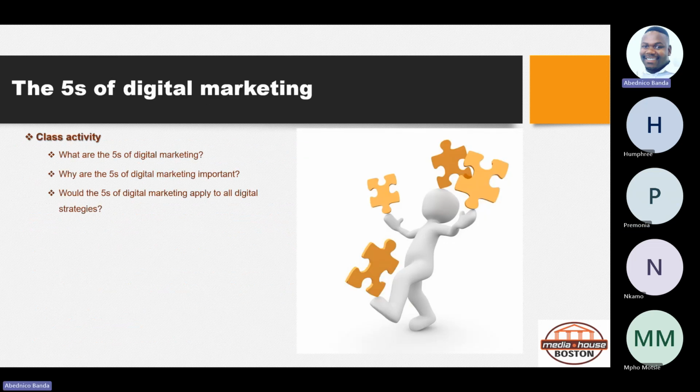Now let's look at the 5S framework. Before we unpack it, guys, what are the 5S of digital marketing? We're not talking about the 5S. What is it? What comes to your mind? Do they have to do with the benefits of digital marketing? Yes, they're actually the benefits of digital marketing, like what digital marketing can offer to companies, to brands.